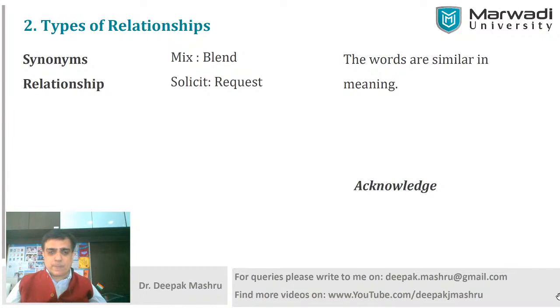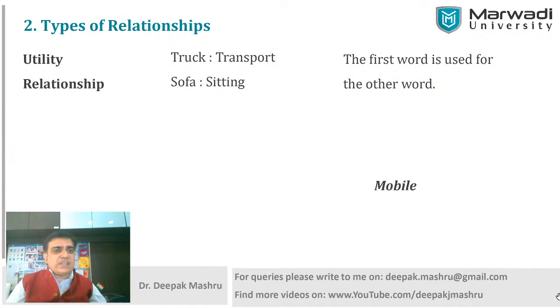Fine. Okay. The next one is utility relationship. That means the first word is used for the other word. That means trucks are used for transportation. Sofas are used for sitting. So what is the use of a mobile? What is the utility of a mobile? Mobile is for calling. Yeah.